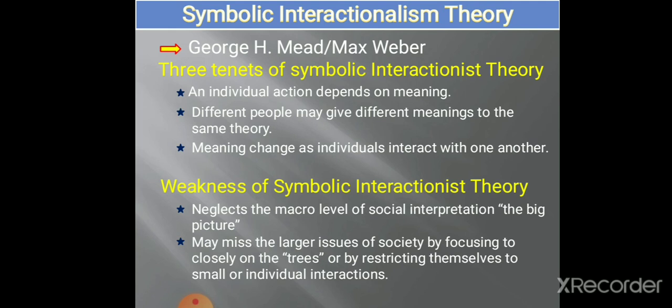Weaknesses of symbolic interaction theory. Critics claim that symbolic interactionism neglects the macro level of social interpretations, or the big picture. In other words, symbolic interactionism may miss the larger issues of society by focusing too closely on the trees rather than the forest, restricting themselves to small or individual interactions.